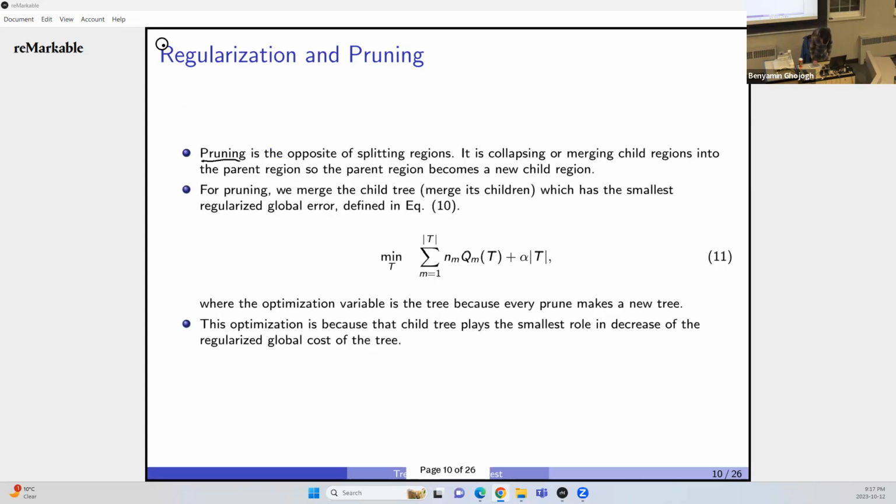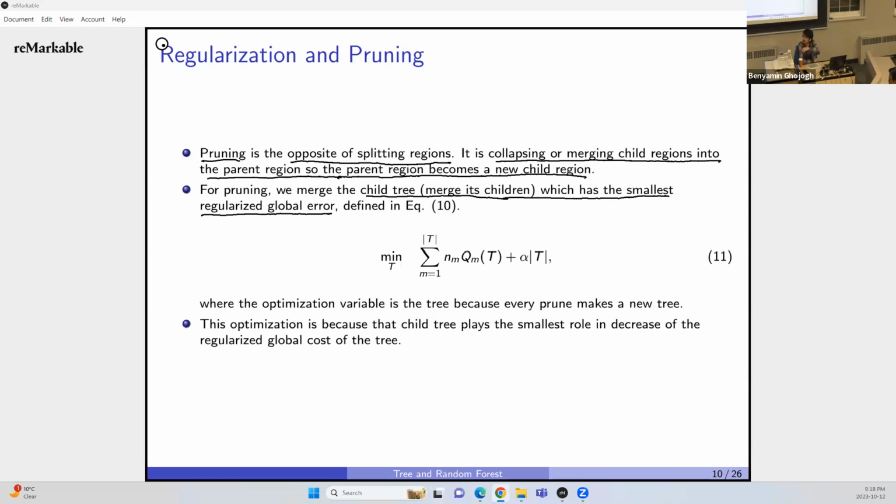Pruning, what is pruning? It's the opposite of splitting regions. So exactly like when we are gardening. When you are gardening, what do you do? You prune the trees, right? The leaves, right? You prune it back. Opposite of splitting. It is collapsing or merging child regions into the parent region. So the parent region becomes a new child region. Okay. For pruning, we merge the children which have the smallest regularized global error.